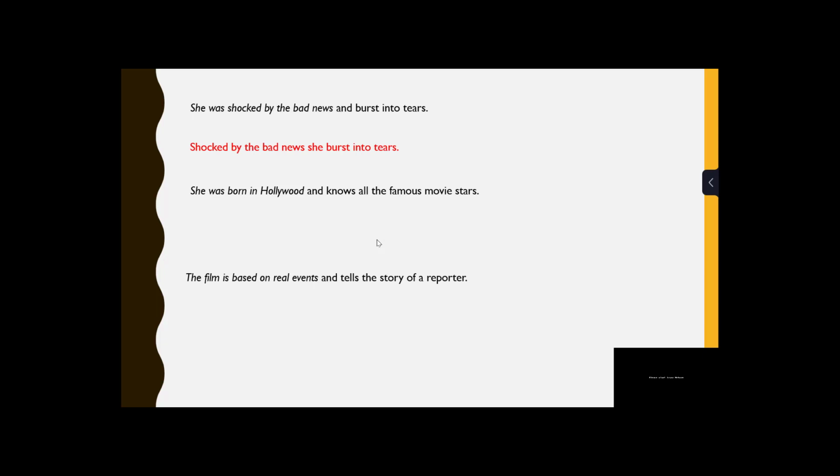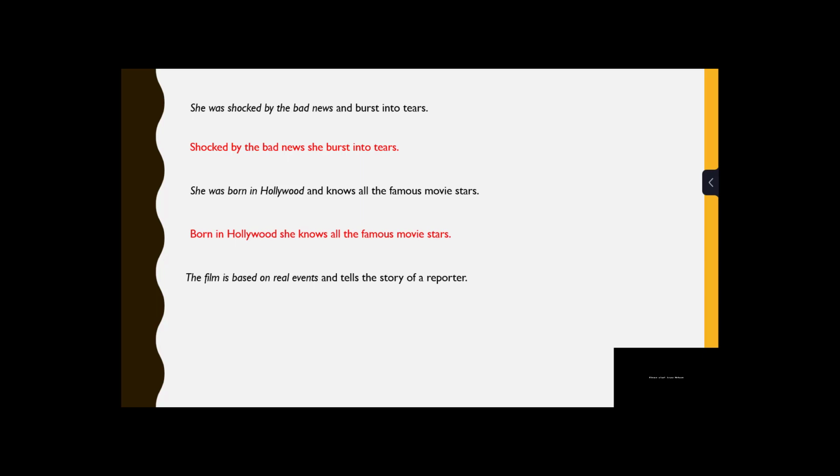So you will say, but maybe you don't understand this, because shocked who? This is the same subject. So it is understood that you're talking about the same person. Shocked by the bad news, she burst into tears. Who was shocked by the news? She. And the result? She burst into tears. She was born in Hollywood and knows all the famous movie stars. Born in Hollywood, she knows. Okay? So this is very similar to passive voice.